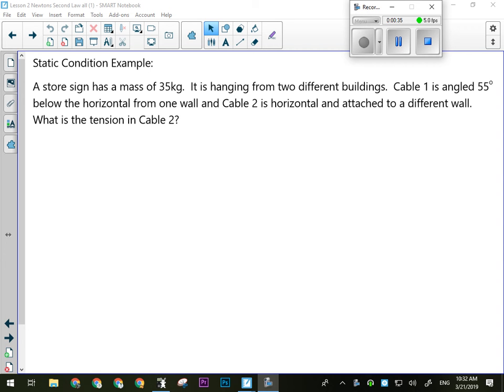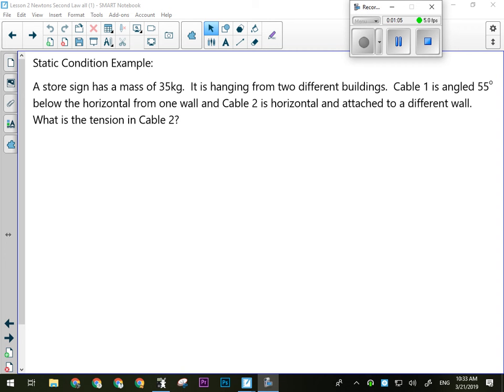This is what we call a static condition question. What does static mean? Doesn't change. So this is a situation where the object's not doing what? It's not moving, which is weird. It's still a Newton's second law question, but the object's not moving. What do we need to remember about a situation where the object's not moving?